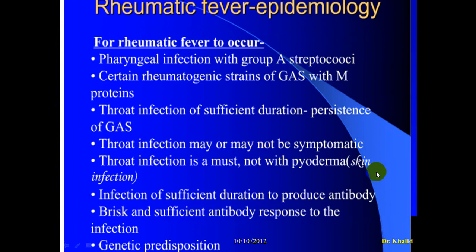We will find clinically some cases of rheumatic heart disease that have no history of acute rheumatic fever, because at that time the infection was asymptomatic. The infection must be in the throat, not a pyoderma skin infection. It must be of sufficient duration to produce antibody, with a brisk and sufficient antibody response to infection, and genetic predisposition too.